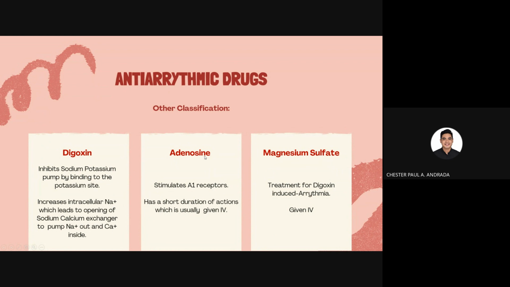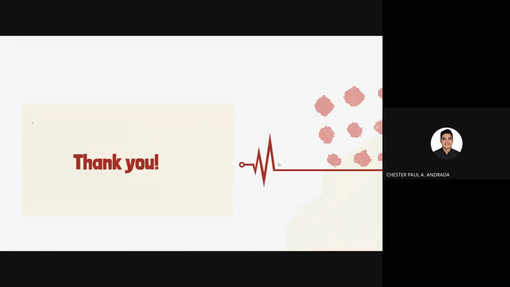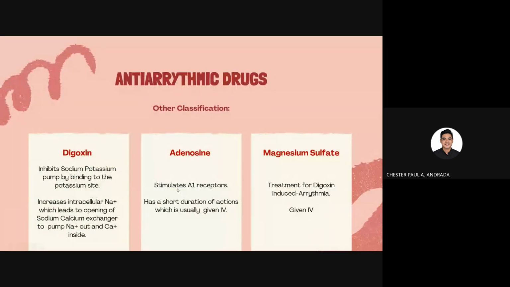So adenosine, this one stimulates A1 receptors, and it has a short duration of action, which is usually given IV. And the last one is, oh, sorry, magnesium sulfate, is for the treatment of digoxin-induced arrhythmia. It's usually given IV, and upon checking po sa Lippincott, hindi po nila ma-determine kung ano pong exact MOA ng magnesium sulfate.